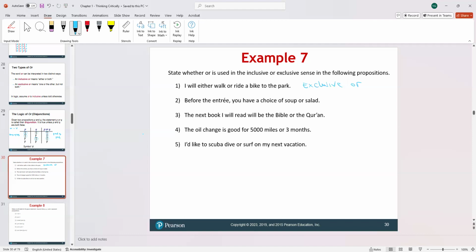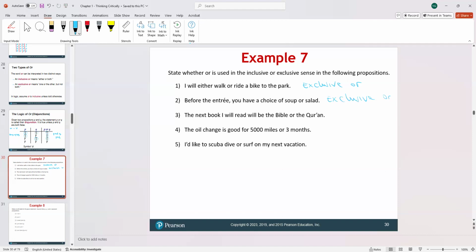Before the entree, let's use that one because we're gonna do before the entree, you have a choice of soup or salad. Oh, that's not fair. We just went over this one. What would that be again? Yes, exclusive or is used here because you probably can't have both the salad and the soup. That's again an exclusive or for this one. So we're gonna consider this one is an exclusive or.